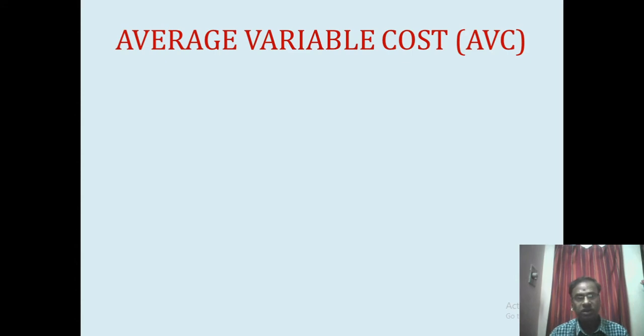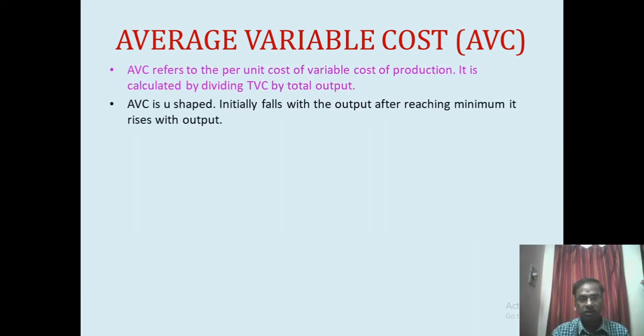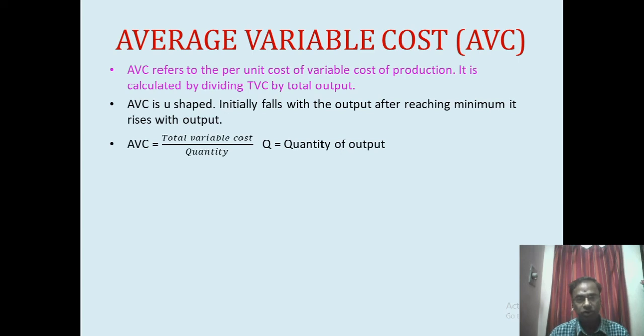And the next one is average variable cost. The average variable cost is obtained by total variable costs divided by quantity of output. And AVC is U-shaped. Initially it falls with the output. After reaching a minimum point, it rises with the output. So AVC is equal to total variable cost divided by quantity.